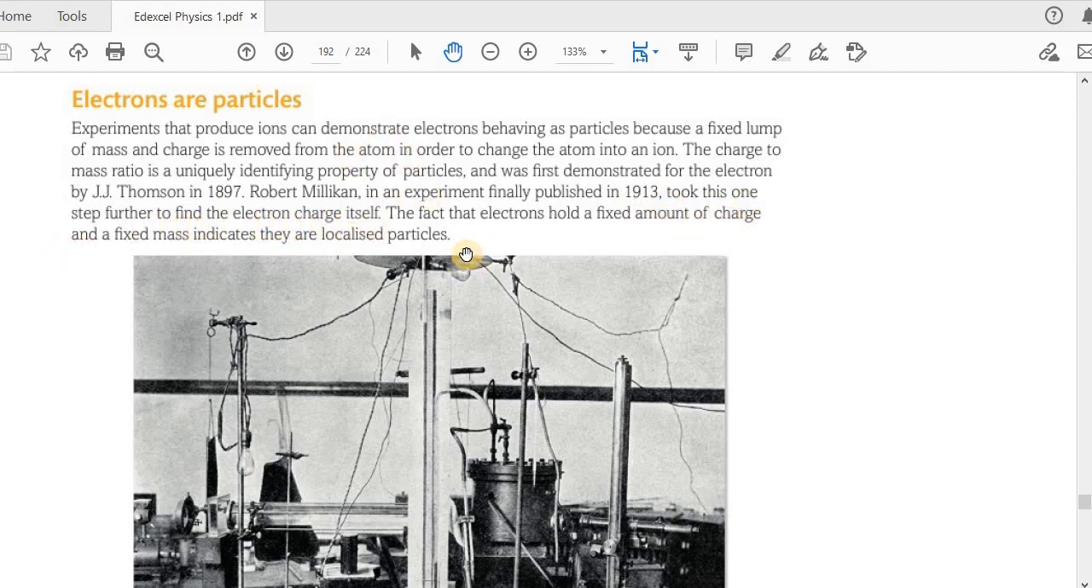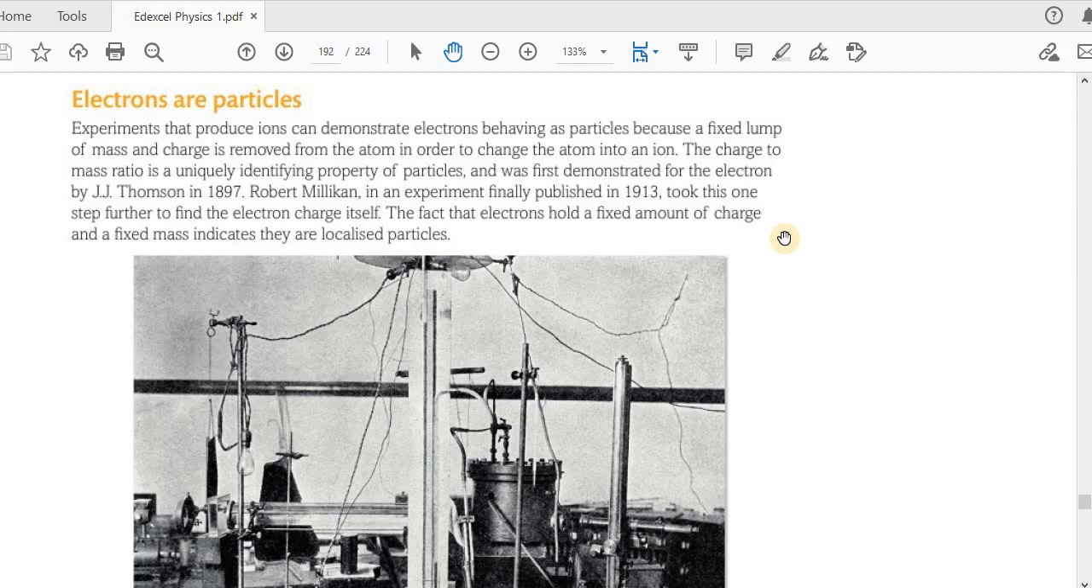Again, you can take this as additional information, the history: the fact that electrons hold a fixed amount of charge. The elementary charge is 1.6 x 10^-19 coulombs. So if it's 1 electron, it has that value, negative. If it's 2 electrons, 2 times that value. So you see that amount is also a fixed amount. You can't have a quarter of that when it comes to an electron or a proton.